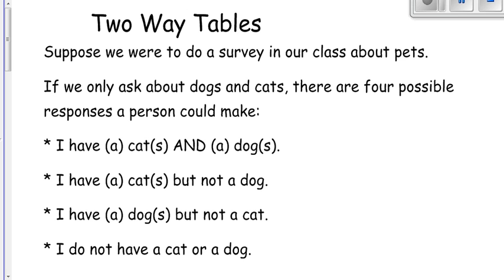But suppose that we just wanted to ask, are you a dog family or a cat family or both or neither? So if that were the case, there would be 4 different responses a person could make. They have cats and dogs at their house. They have cats at their house but not dogs. They have dogs at their house but not cats. Or they have neither one. Okay, so if all we were interested in were dog and cat ownership, those would be the 4 possibilities.